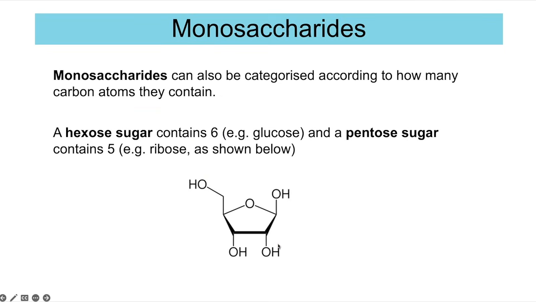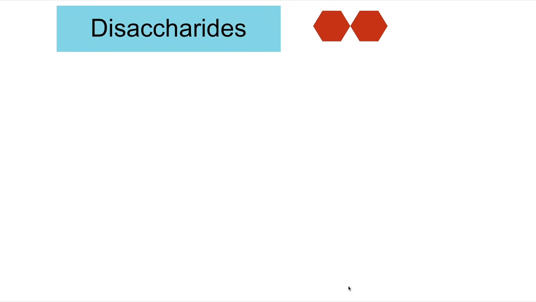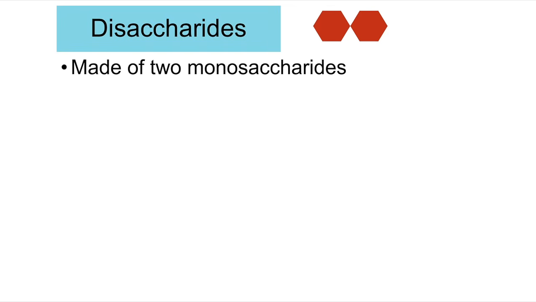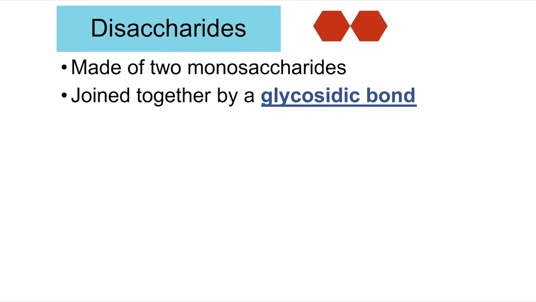So monosaccharides can be categorized according to how many carbon atoms they contain. A hexose sugar, hex means 6, and wherever you see OSE at the end, that means it is a sugar. So hexose means it's a sugar that contains 6 carbons. Pentose means it's a sugar that contains 5 carbons, for example, ribose. The disaccharides are made of 2 monosaccharides bonded together with a glycosidic bond.